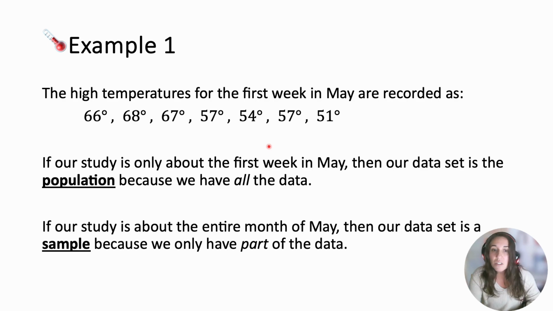But if our study is about the entire month of May, then this same data set becomes a sample, because we only have part of the data. There are about 4 weeks in May, and we've only got one of them. So it's really important to define the scope of our study, which is what we talked about on the last slide. The exact same numbers can be a population in one study and a sample in another. The role really just depends on our research question.